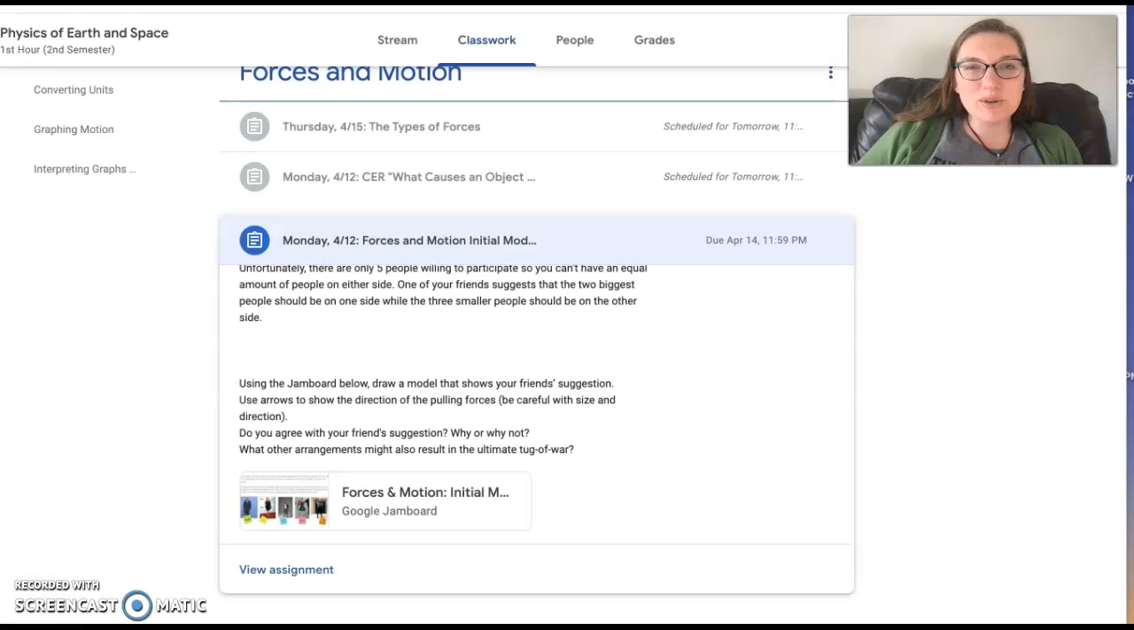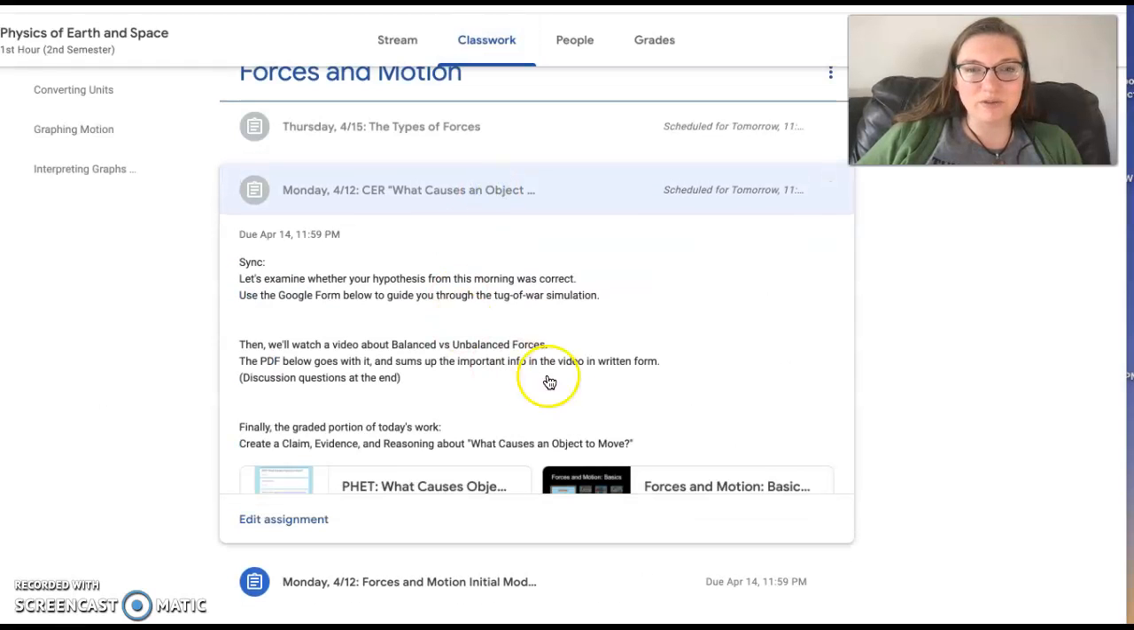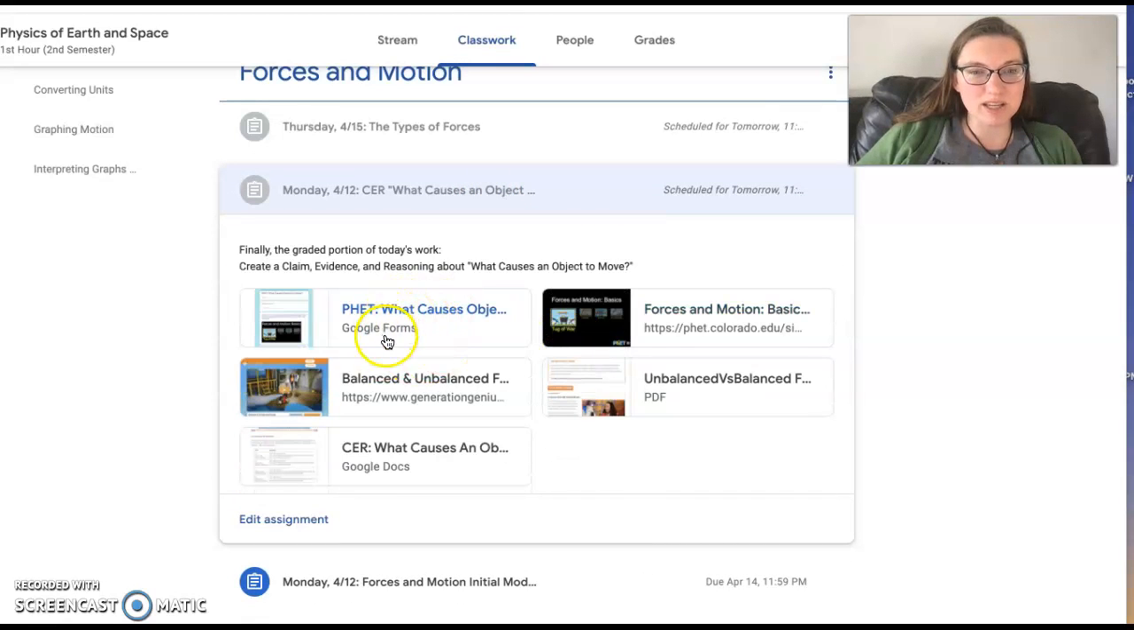Then in the afternoon, we're going to take this same model and look at it in the form of a simulation. We're going to use a PhET simulation to display what that would look like and see if your prediction or your friend's prediction would work out the way that you think it would. We're going to watch a video about balanced and unbalanced forces, and then we're going to do a quick claim, evidence, and reasoning about what makes an object move based on what we see.